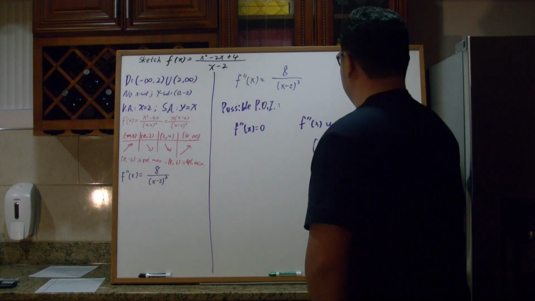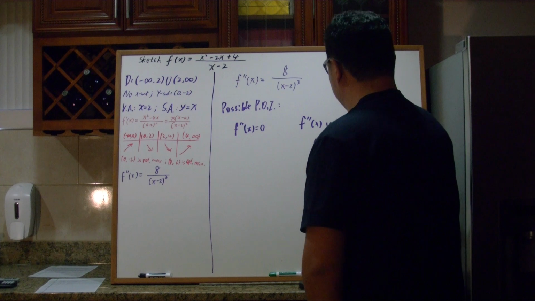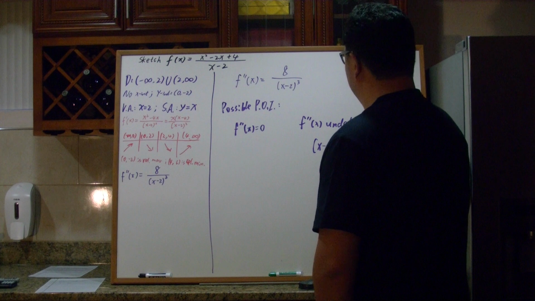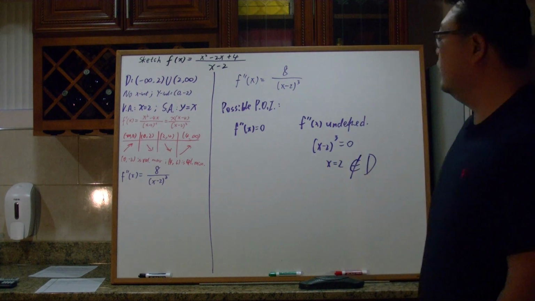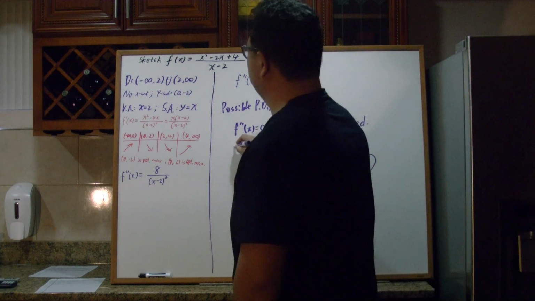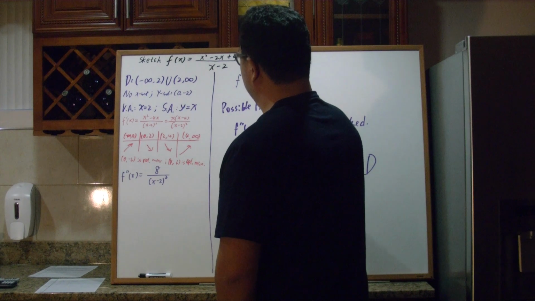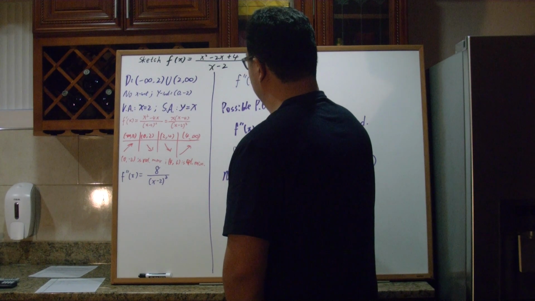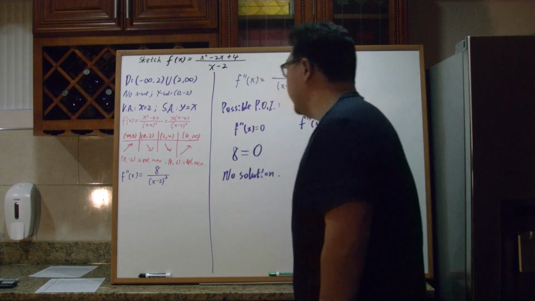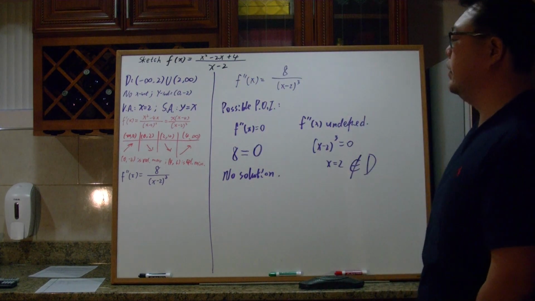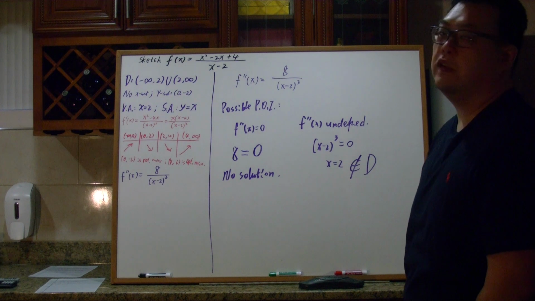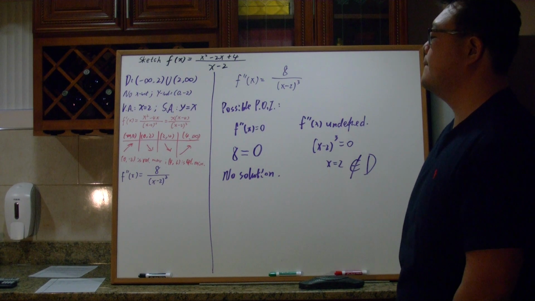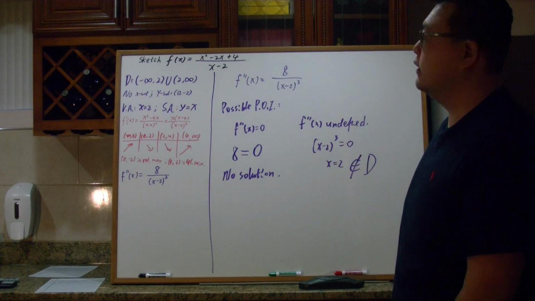To be nice with notation, that is "belongs to," and we put a cross there, that means "not belongs to" our domain. Right, for f double prime equal to 0, the rational fraction has to be 0, no solution. So we find out we don't have any point of inflection. So naturally the concavity may only change along the domain.